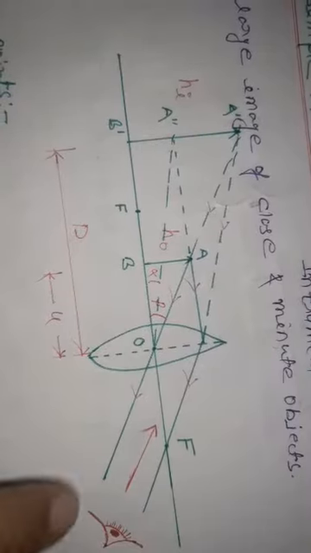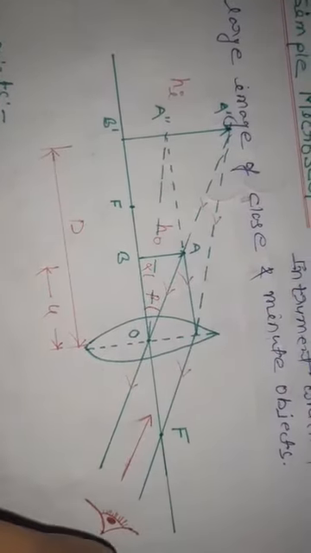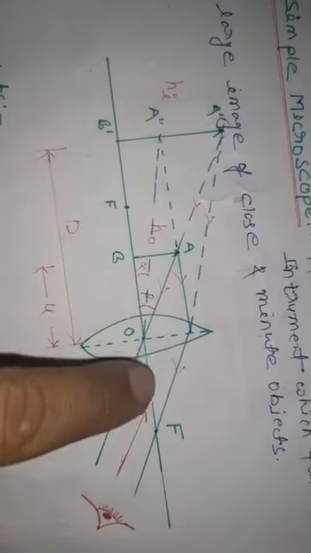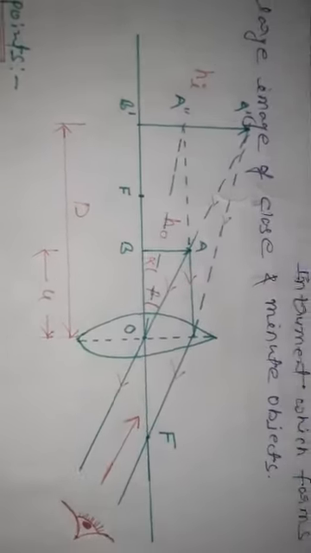As you can see in the figure, here is your human eye, and this observer is observing this object making some angle with the principal axis. So here we have the angular magnification.